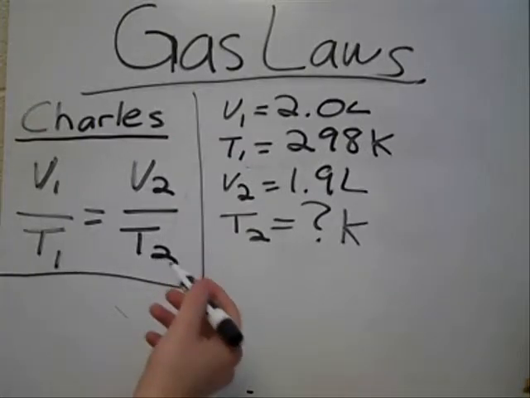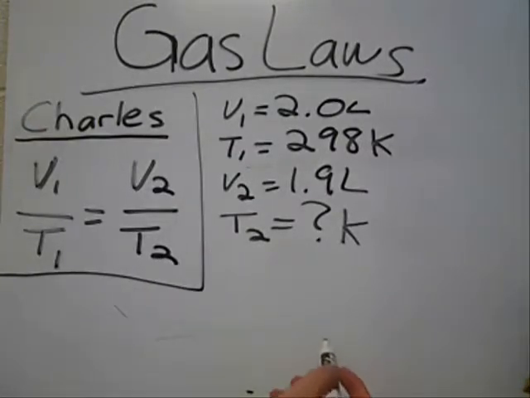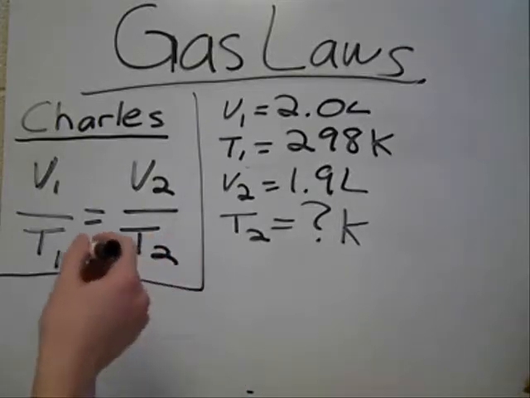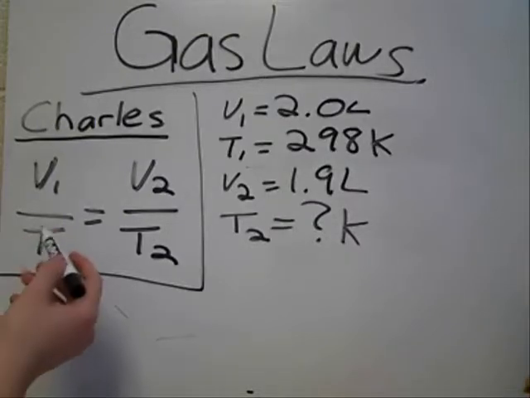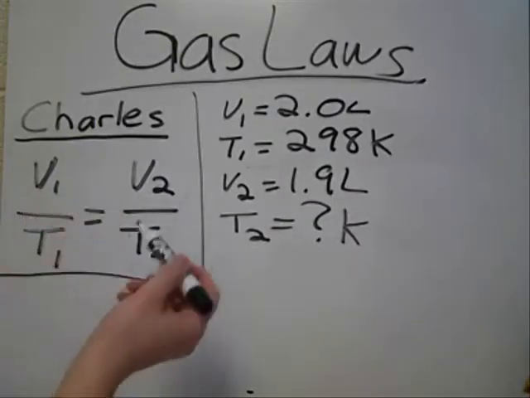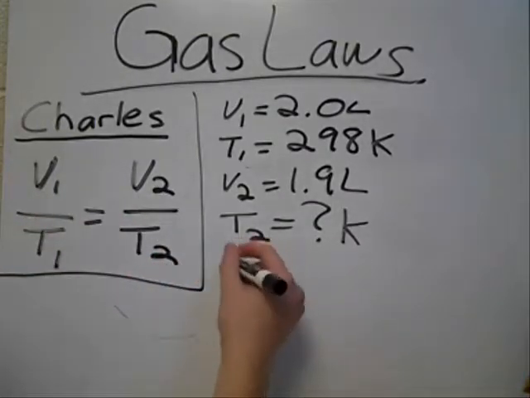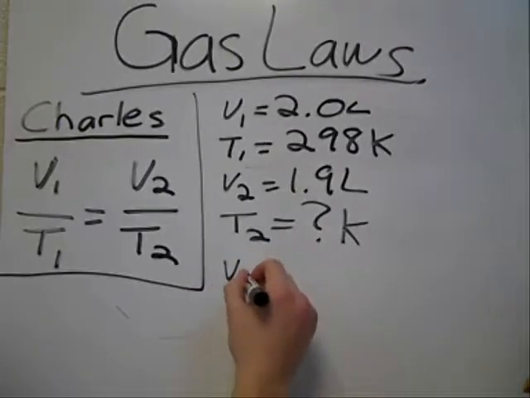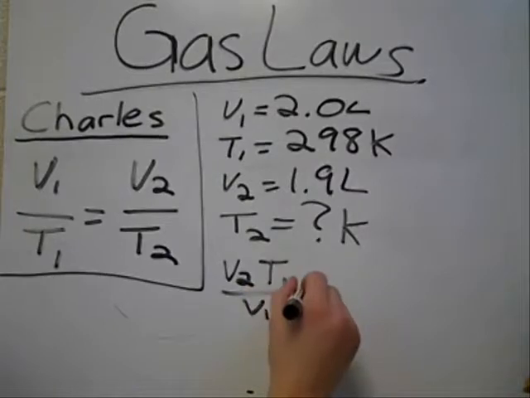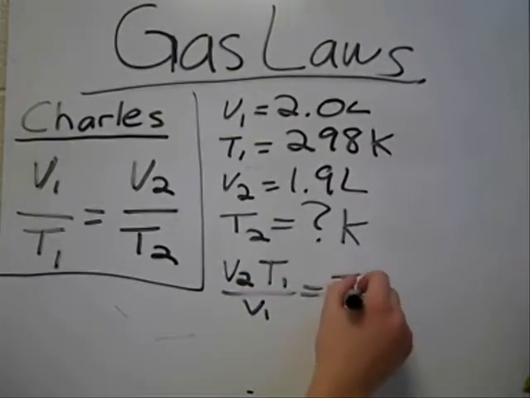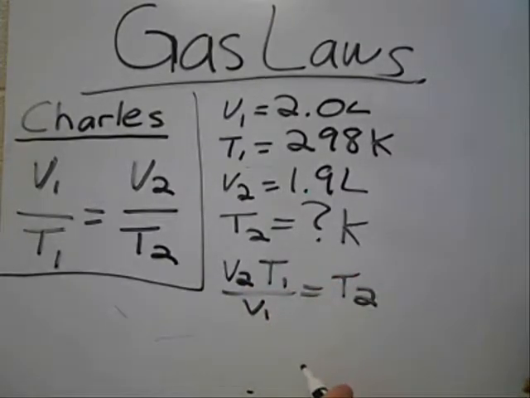So we manipulate this equation until we can solve for just T2. And we do that by multiplying by T2 over here, and then we put the T1 on top here and V1 on bottom here, so that what that winds up looking like is V2 T1 over V1 equals T2. So then all that's left to do is plug in our numbers.